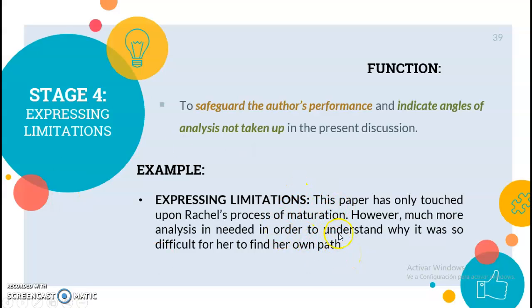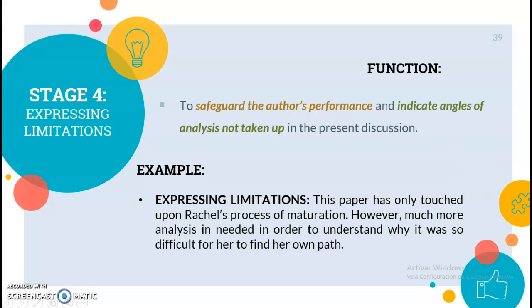So what you basically do here is to refer to an aspect or aspects that hasn't been discussed in the present paper.